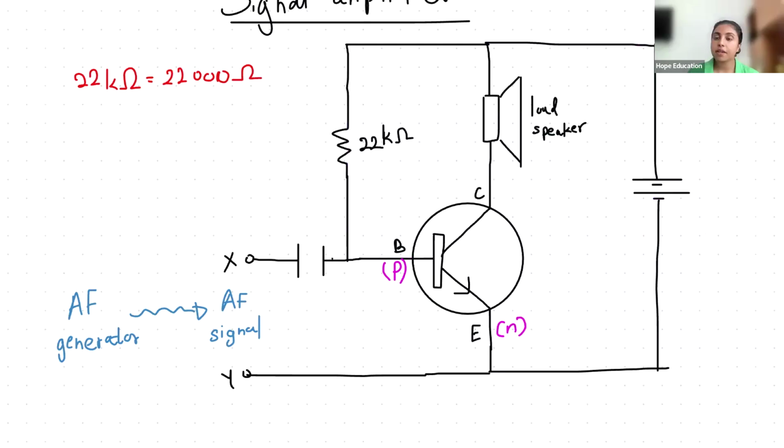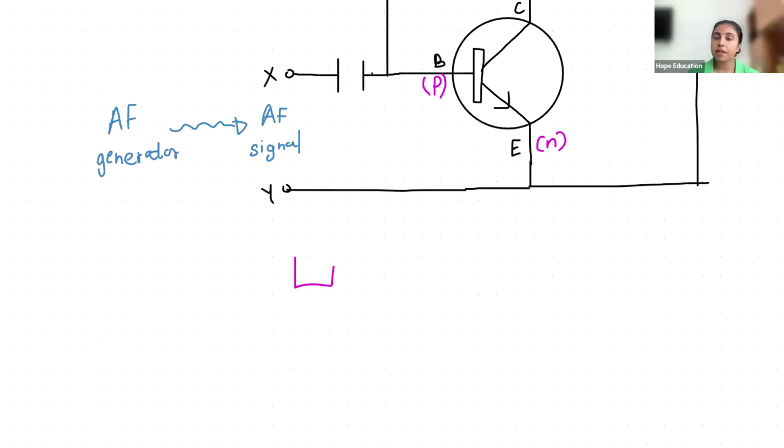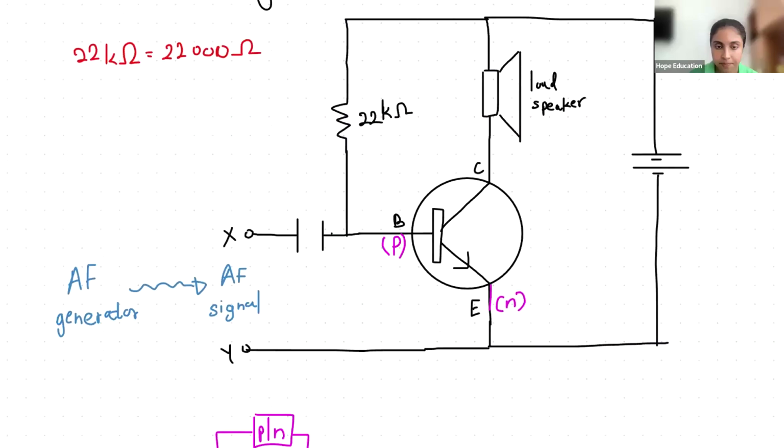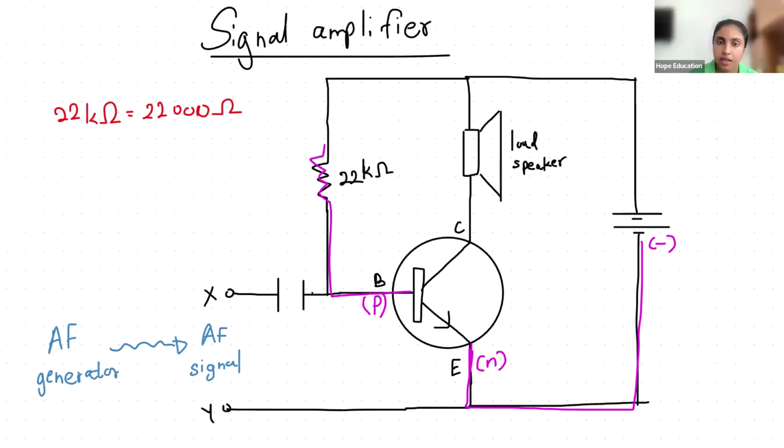Base emitter junction should be forward biased, right? Forward bias means N should be connected to a negative terminal. Now, this is N, no? Emitter is N. You can see here N is connected to a negative terminal here. So that is all okay. Base is P now. And you can see P is connected to a positive terminal here. So positive to positive, negative to negative, the BE junction became forward biased because of that.